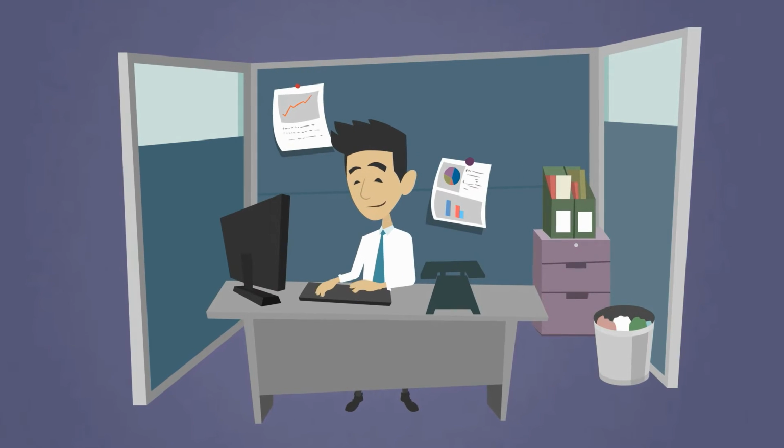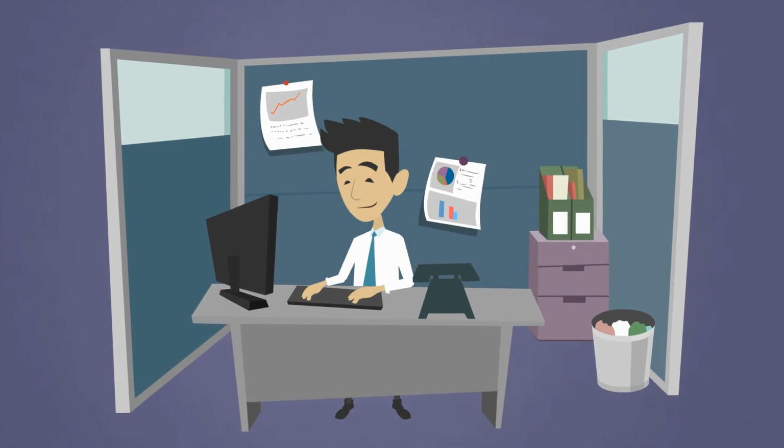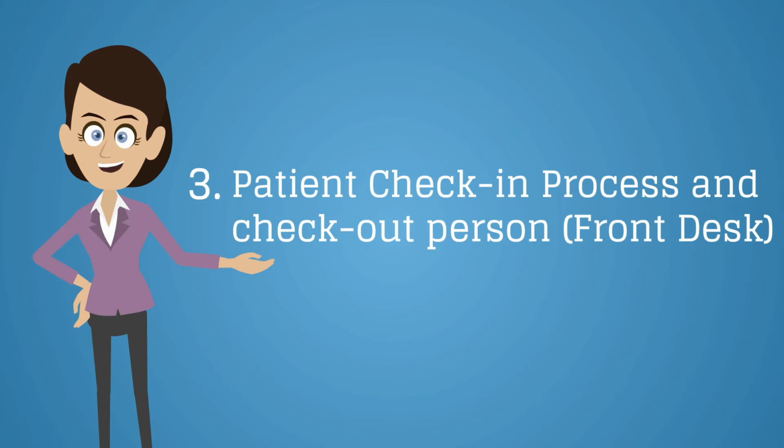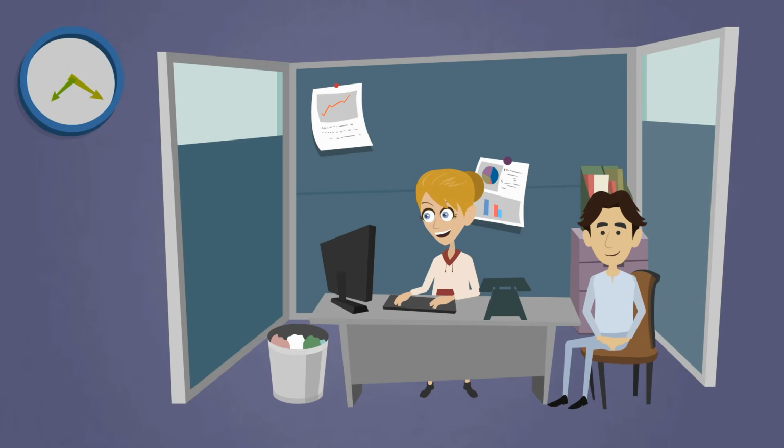Depending upon the eligibility verification, the back-end eligibility team creates a financial plan and patient responsibility. Then they communicate to the front office team for further actions. The third step is the patient check-in process and checkout person at the front desk. Now the front desk process of the patient starts.